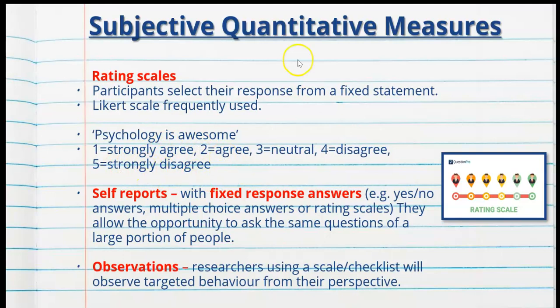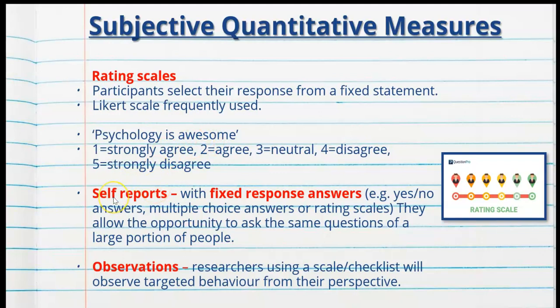So we're still getting numerical data, so we're still getting quantitative data back, but it's subject to your opinion of your attitude of if psychology is awesome or not. So it's subject to bias, hence subjective quantitative. So any time, in other words, we use a rating scale on our participants, it is a subjective quantitative measure because it's subject to their own bias depending on how they feel about that statement and to what extent they agree with it or not.